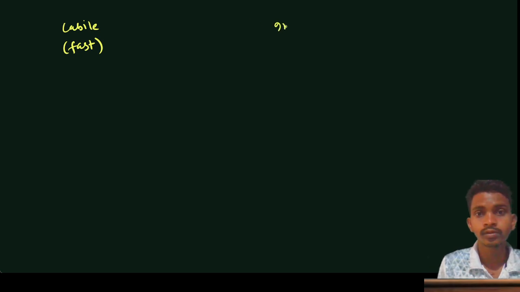Welcome. Previously, I was discussing lability and inertness. That is, we say that labiles are the fast reactions and inerts mean slow reactions.